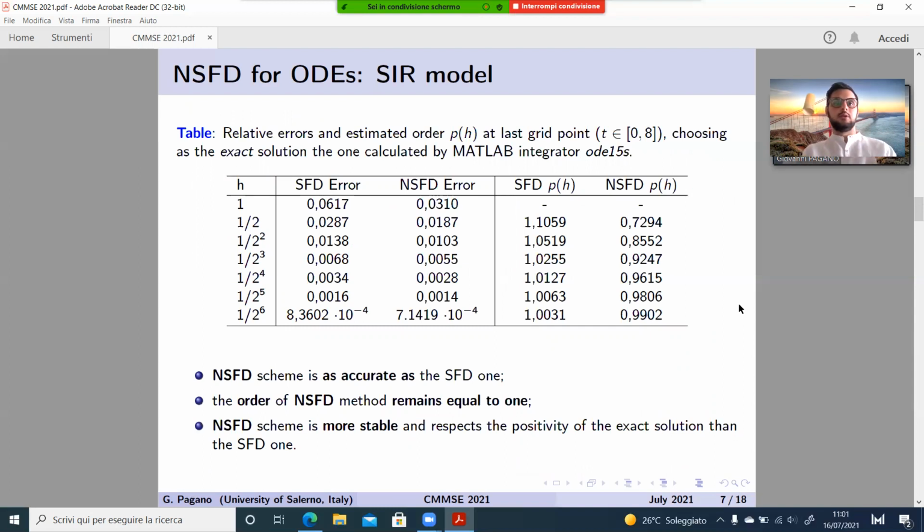The non-standard scheme of Mickens, yes, we have only done numerical tests in this case. The non-standard scheme is as accurate as the standard scheme in small intervals, and in big intervals it is also more convenient than the standard one, because the standard one provides a numerical solution that goes to infinity or becomes negative, and our non-standard scheme provides good qualitative solutions. And we can also see that the convergence order of the non-standard scheme is equal to 1, as we expected.